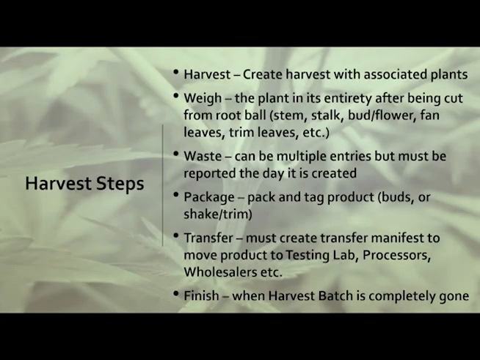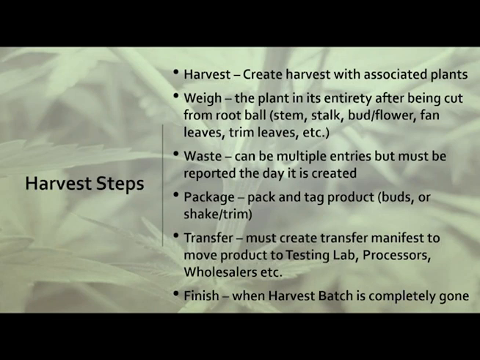So harvest steps. We're going to create the harvest with the associated plants. We're going to weigh the plant in its entirety after being cut down. You do have the ability to do that individually, or here in Oklahoma, you are able to enter a total weight and it will average across all the different plants. You will then waste out any of the non-usable plant material that's associated with that harvest batch, and then you'll package up whatever the usable plant material is into the different items, whether it's buds or shake trim.